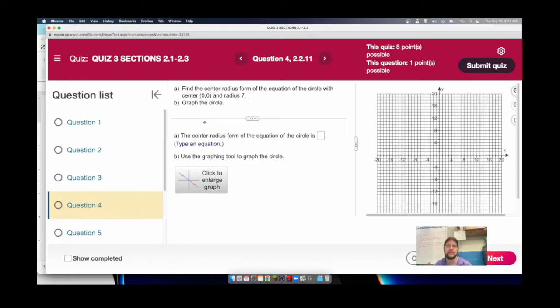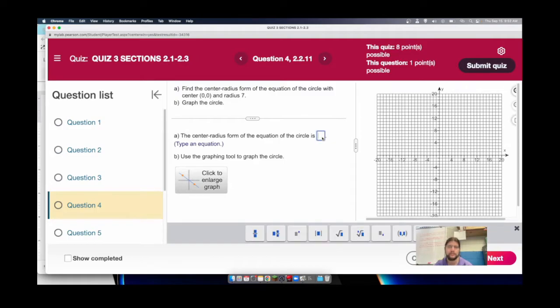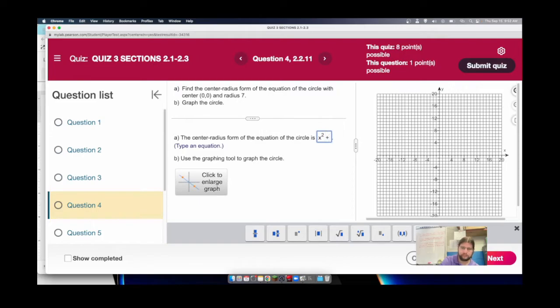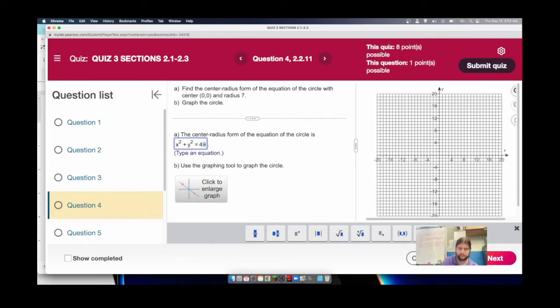Find the center radius form of the equation of the circle with this center and this radius. Graph the circle. Okay, so you got to simplify it. X squared equals like 9. Yeah. X squared plus y squared equals like 49.